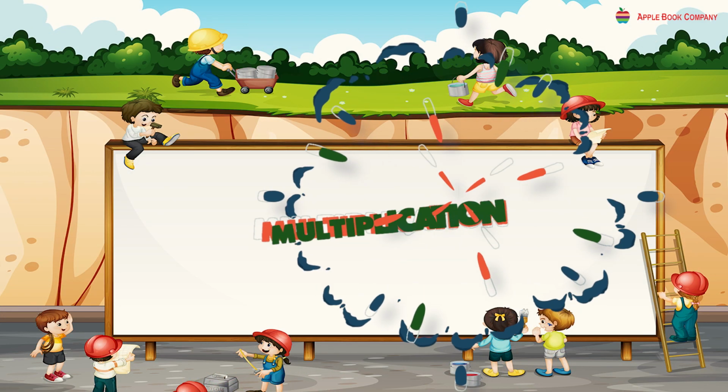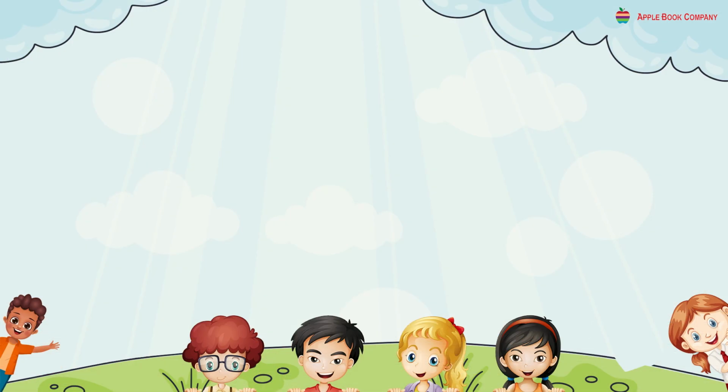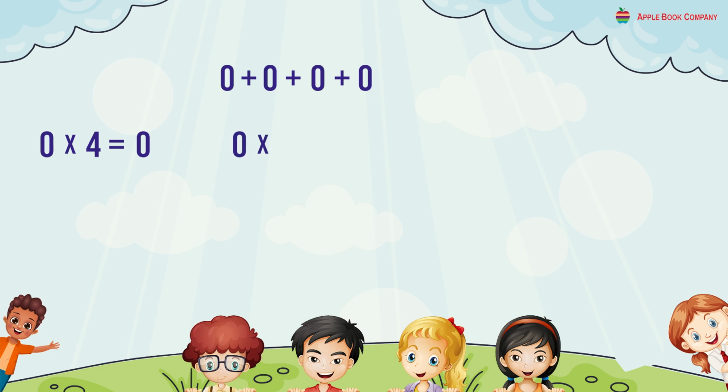Let's look at the multiplication by 0. 0 times 4 means that we add 0 4 times. That is, we do not add anything at all. So, 0 multiplied by 4 is 0. It is the same for any number. 0 multiplied by 9 is 0, or 0 multiplied by 3 is also 0.